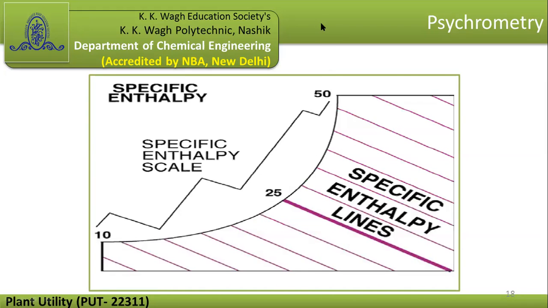Next is the specific enthalpy line. These specific enthalpy lines are the same as the wet bulb temperature lines, but the difference is that if you extend the wet bulb temperature line towards the enthalpy scale shown in the psychrometric chart, you will get the specific enthalpy. Remember that you need to extend this wet bulb temperature line, which makes a 30-degree angle with the x-axis, towards the enthalpy scale.